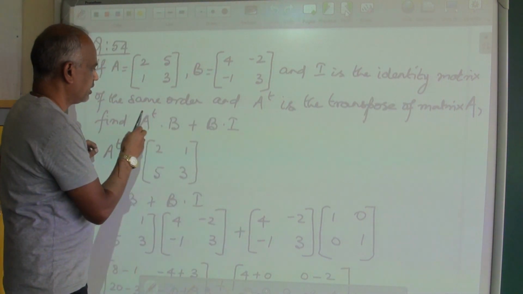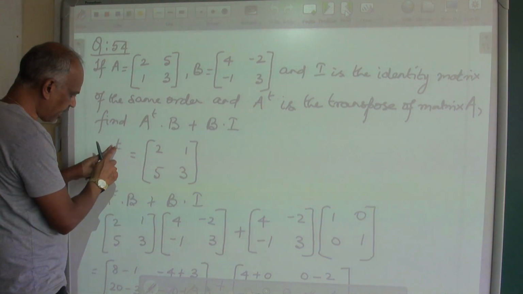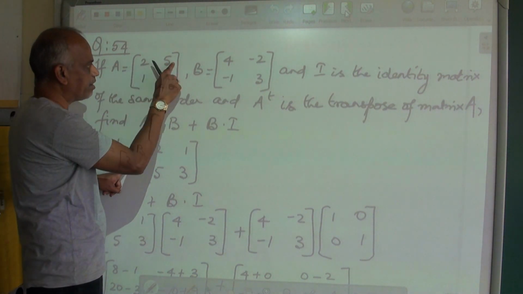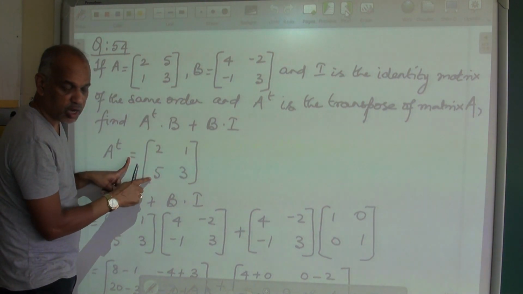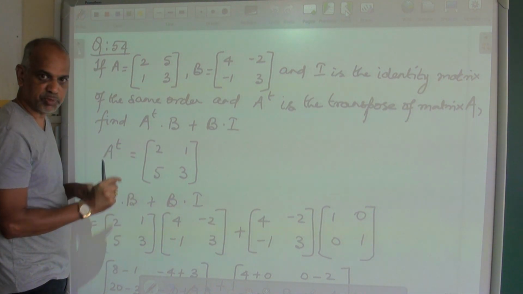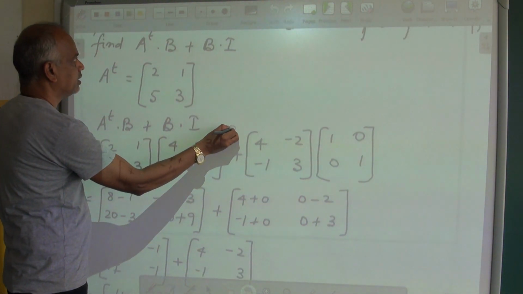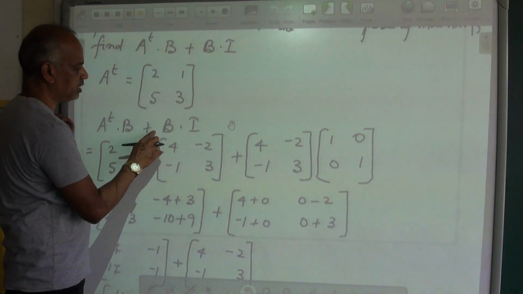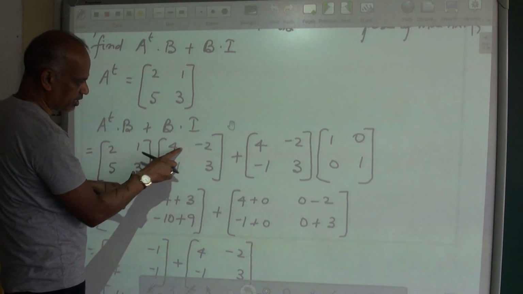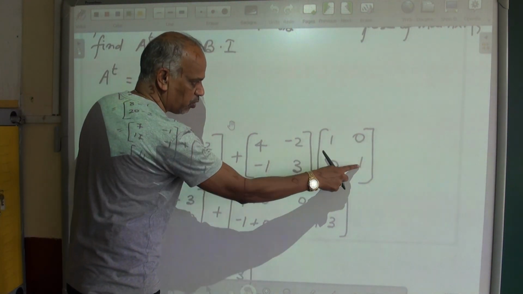Okay. But here if you see, there is A transpose. So let's find A transpose first. So A transpose is transpose of matrix A. Whatever is in the row becomes columns. 2, 5 is the first row, becomes 2, 5 as the first column. 1, 3 is the second row, this becomes the second column, 1, 3. So this is A transpose. Now put the values in this. A transpose into B plus B into I. A transpose is this, that is [2 1; 5 3], into B, B is this, plus B again into I is this, [1 0; 0 1].